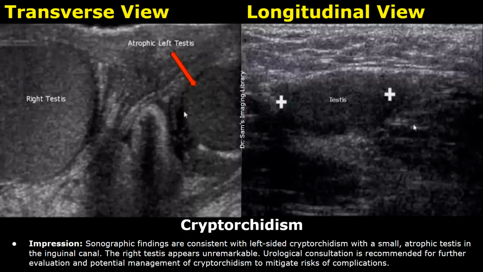Here is the impression. Sonographic findings are consistent with left-sided cryptorchidism with a small atrophic testis in the inguinal canal. The right testis appears unremarkable. Urological consultation is recommended for further evaluation and potential management of cryptorchidism to mitigate risks of complications.